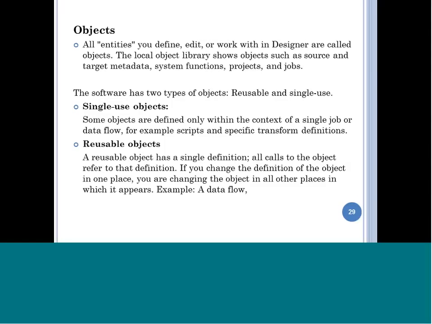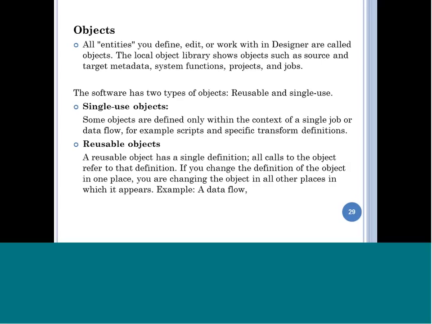or transformation definitions, these all come under the single use object. I mean, like the scripts. The scripts can be used multiple times, but they don't have any reference to the previous one. So that is what is called a single use object. The script is called a single use object, like the specific transformation definitions. The script can be used in the context of a data flow, or in the context of a single job. That's the reason why scripts are called single use objects.